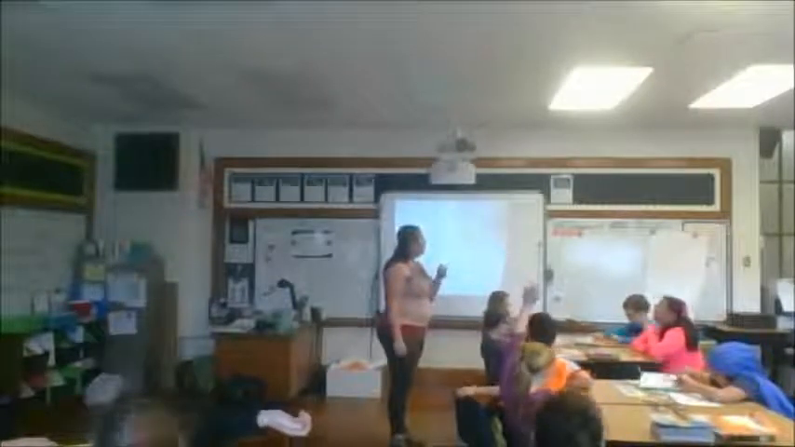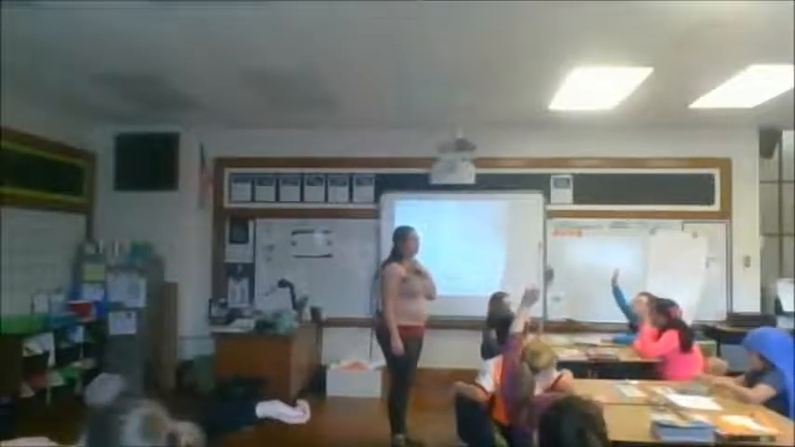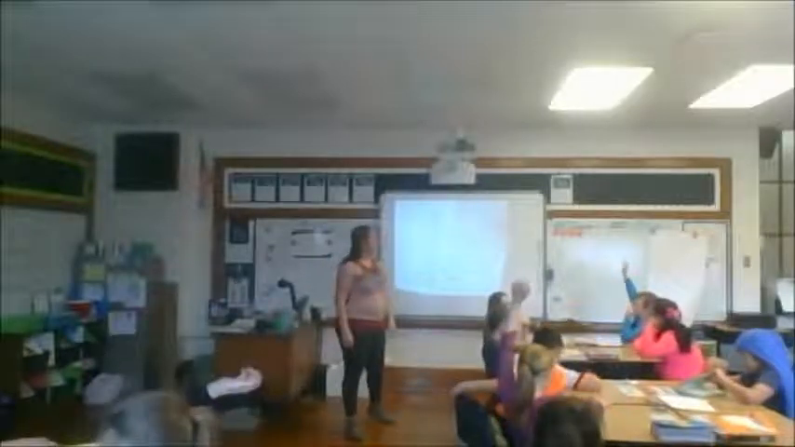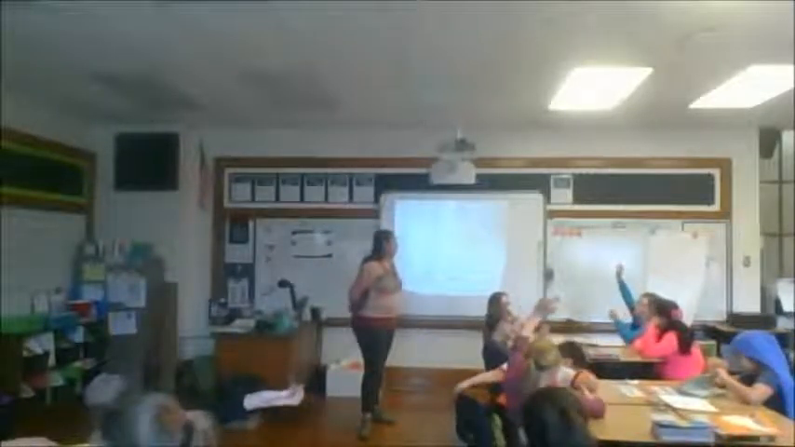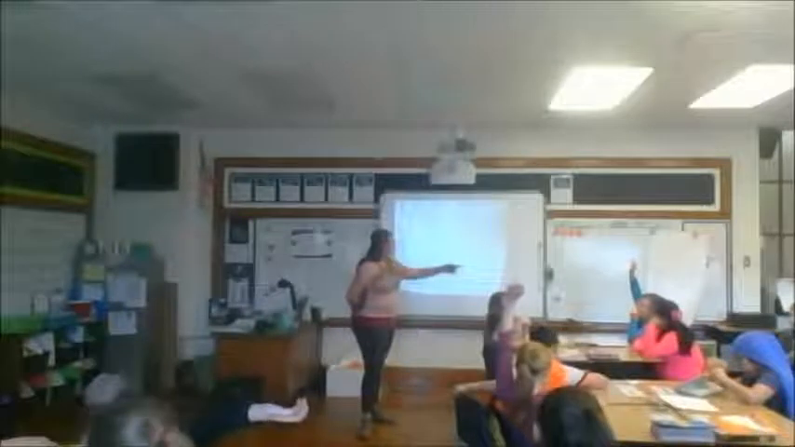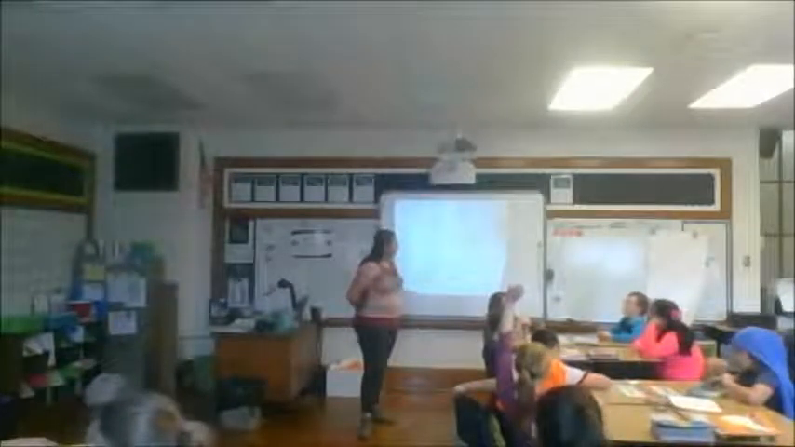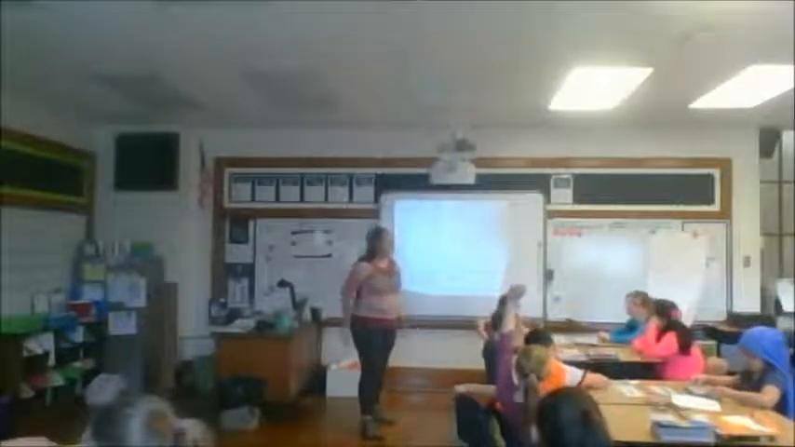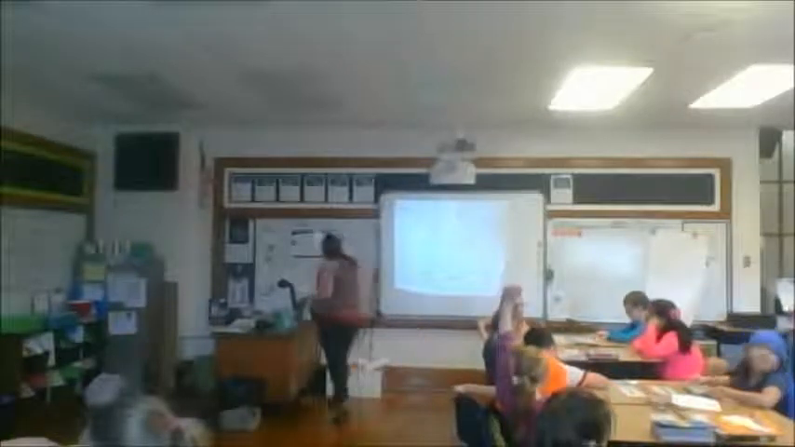Why were you comparing the numerators yesterday? Because we wanted to see which one is bigger, and the bigger one is the one you want. But why didn't you look at the denominators, Logan? Because all the denominators were the same. Oh, they were all the same? Okay.